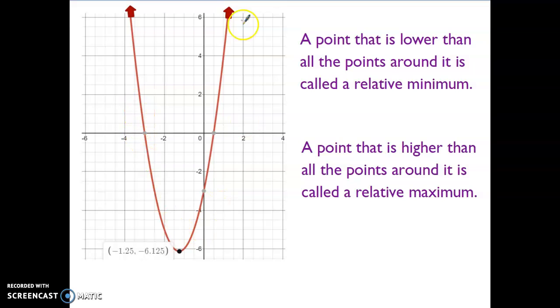You guys notice this is a parabola. That's the vertex. And so the x value of -1.25 might be what they're asking for. Where is the relative minimum? The value of -6.125 might be the value that they're asking for. That tells you what the relative minimum is. So this tells you where the relative minimum is located. This tells you what the relative minimum is.